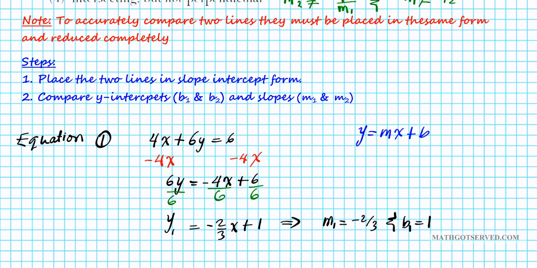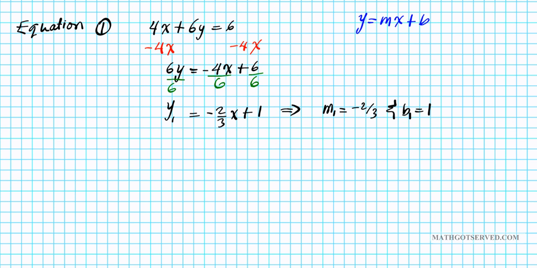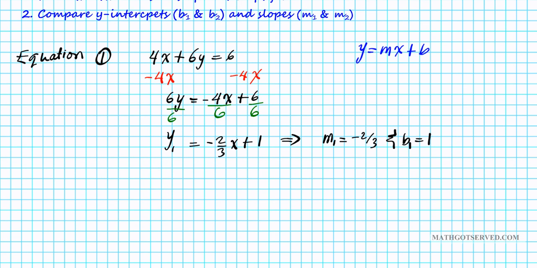Okay, excellent. Now let's move on to equation 2 and see what we can grasp from that equation. Equation 2, we have y equals 2/3 x minus 1. Oh, it's already in slope-intercept form. So we can easily extract the values of m2 and b2 from this.